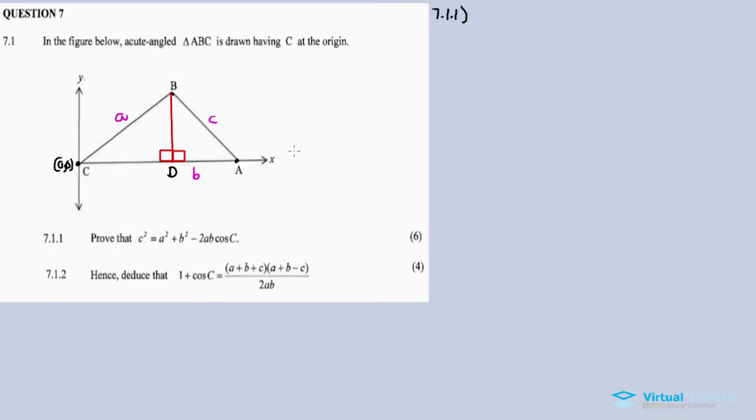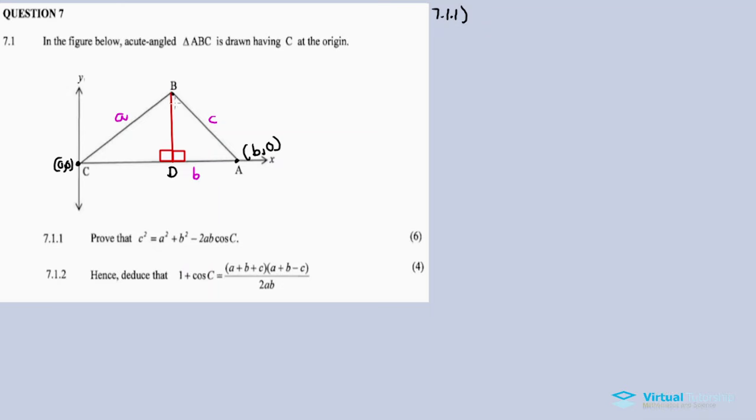It also becomes very useful if we have coordinates for each vertex of the triangle. So let's start off with this one. A will have coordinates (b, 0), since from C to A is length b. And then vertex C has coordinates (0, 0).